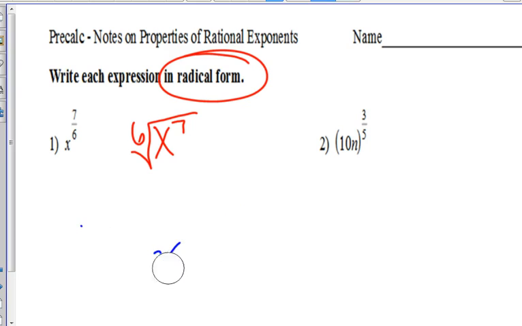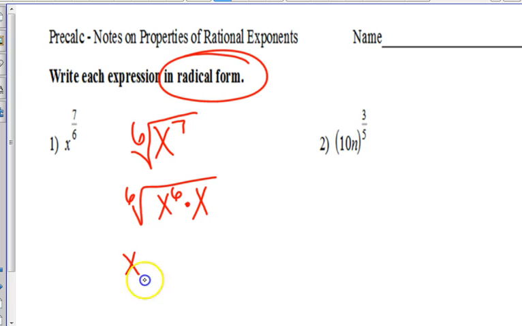Yeah. Let me start over. I mean, I wanted to cry before. Okay. We can take out every sixth root. So if I rewrite this as an x to the sixth times an extra x, that makes more sense. The sixth root of x to the sixth is x. Then this guy that was all by himself, he's still in there. Sixth root of x.